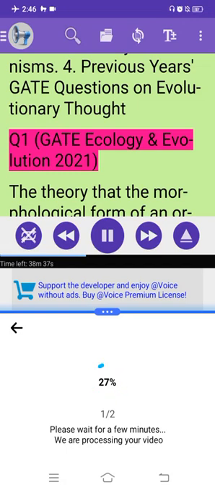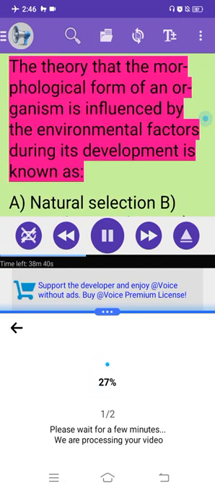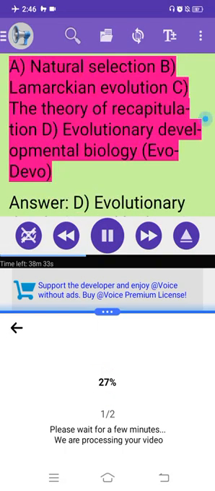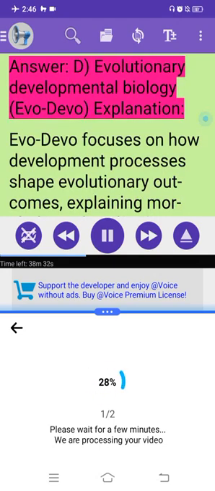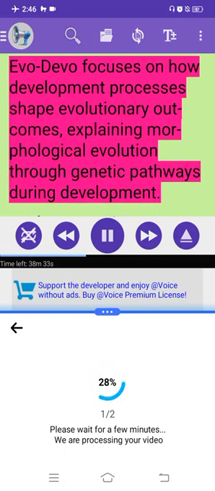Previous year's GATE questions on evolutionary thought. Q1, GATE Ecology and Evolution 2021. The theory that the morphological form of an organism is influenced by the environmental factors during its development is known as: A. Natural selection. B. Lamarckian evolution. C. The theory of recapitulation. D. Evolutionary developmental biology, Evo Devo. Answer: D. Evolutionary developmental biology, Evo Devo. Explanation: Evo Devo focuses on how development processes shape evolutionary outcomes, explaining morphological evolution through genetic pathways during development.